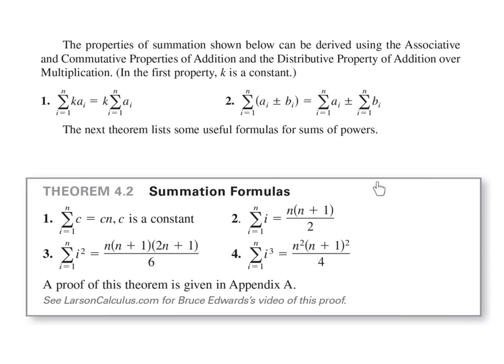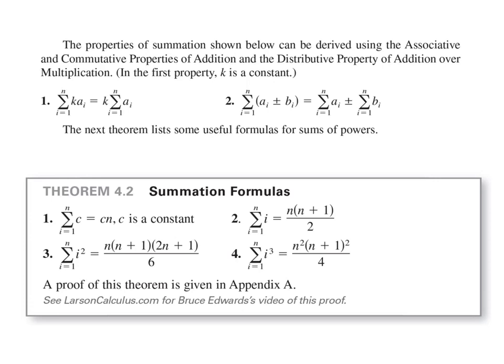So there's some other formulas down here that hopefully will come in handy for you. This one, number 1, is telling you that C is a constant. So if that's just a number, you multiply that constant by how many terms you have to add up, and there's your answer.